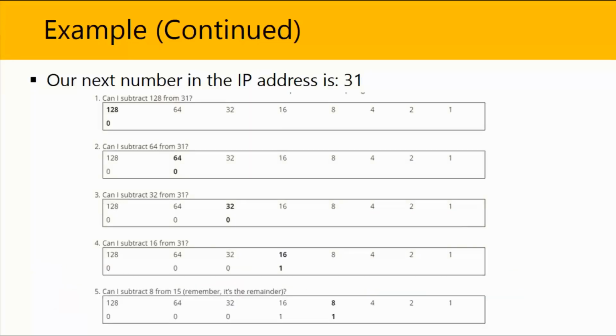In our IP address, the next number, the second octet, is 31. So let's do all those steps for 31 now. First, you ask, can I subtract 128 from 31? The answer is no. So you write 0. Step 2, can I subtract 64 from 31? The answer is no. So you write 0. Step 3, can I subtract 32 from 31? The answer is no. So you write 0.